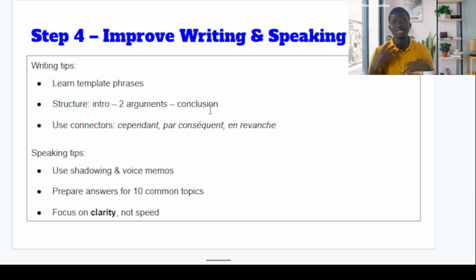Prepare answers for 10 common topics. For example, education, climate change. These are topics that come up a lot, so you can build vocabulary around these topics and practice talking about them. And finally, when French is not your first language, it's most important to pronounce things right, to take your time, and to focus on clarity more than on speed.